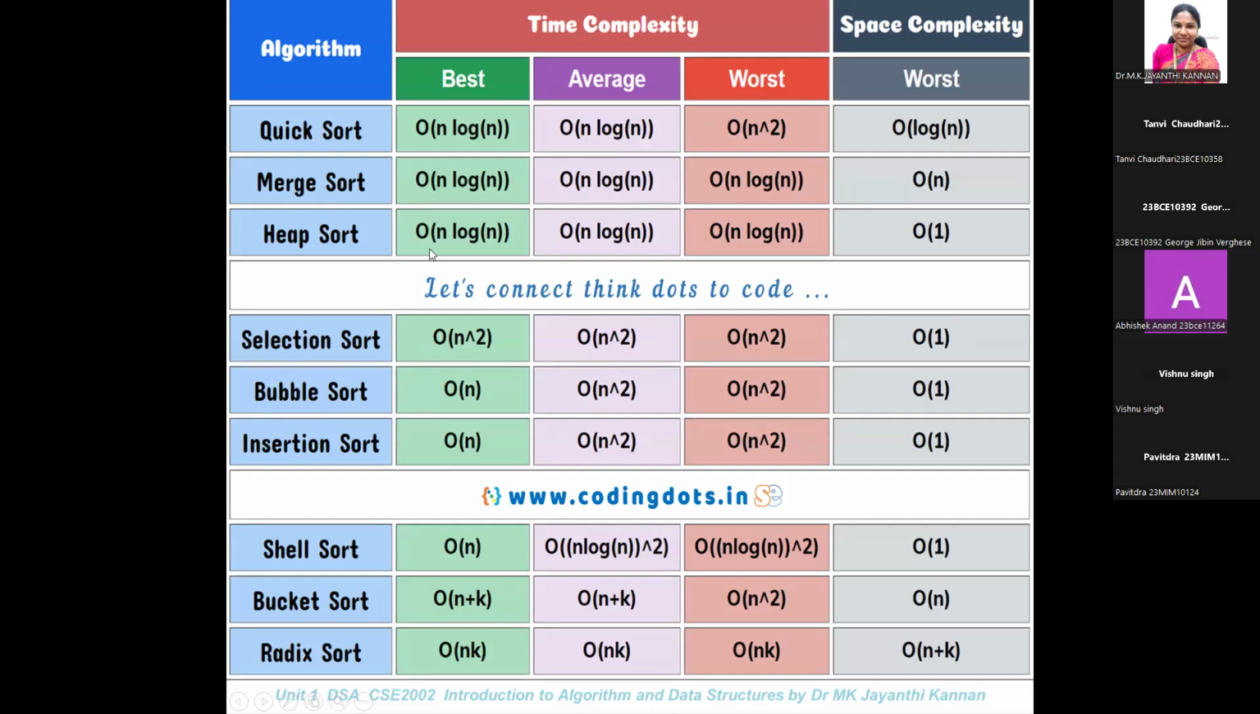And if you take bubble sort, best case means it's already sorted. Then anyhow we need to go through n comparisons, no swapping, but comparison has to be done. So we need order of n. In average case, partially sorted, order of n square. Worst case, reversely sorted, in the reverse order. We need to reverse it back, so we need order of n square. In insertion sort, if it is already sorted, then order of n. Partially sorted and reverse sorted, order of n square.